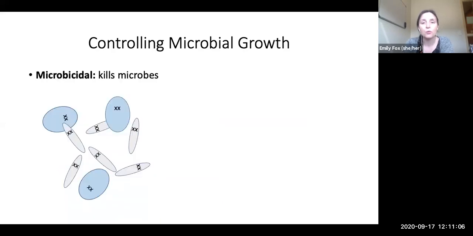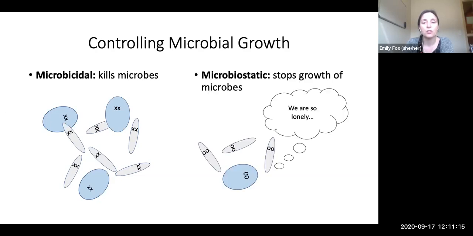Another term that's important when talking about controlling microbial growth is microbicidal. Microbicidal means it kills the microbes, whereas microbiostatic means it stops the growth of the microbes. They're alive, but they are unable to grow, and so you keep the numbers very low. You can see them thinking here, we are so lonely, we wish we could grow and make more, but microbiostatic agents stop their growth.